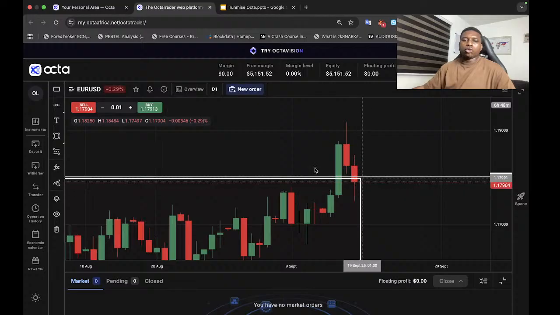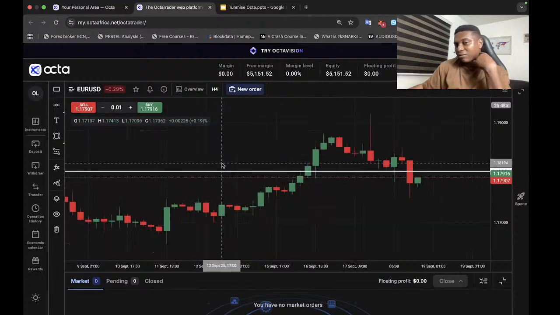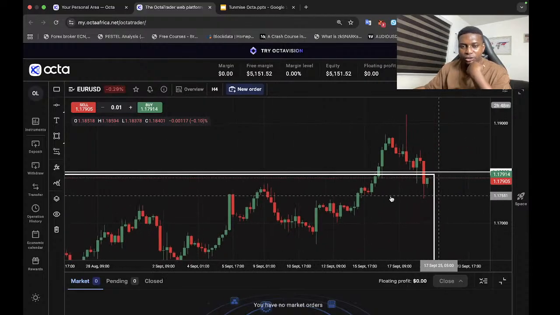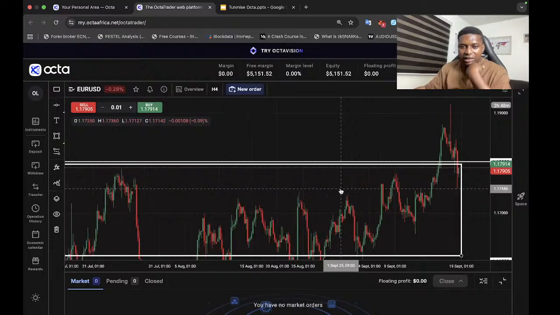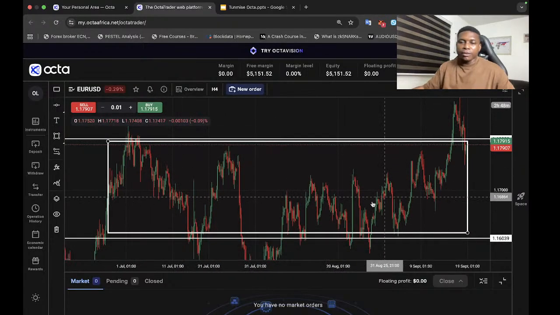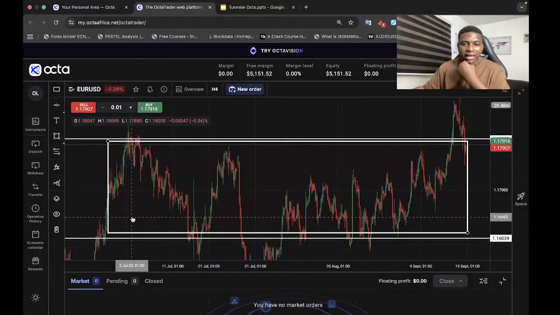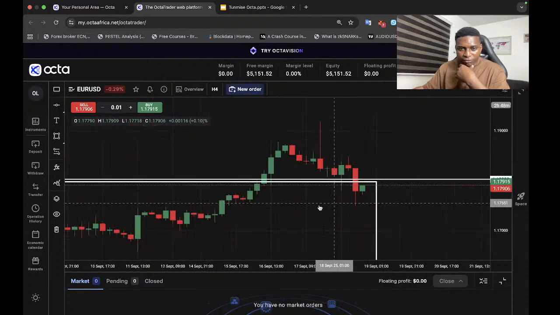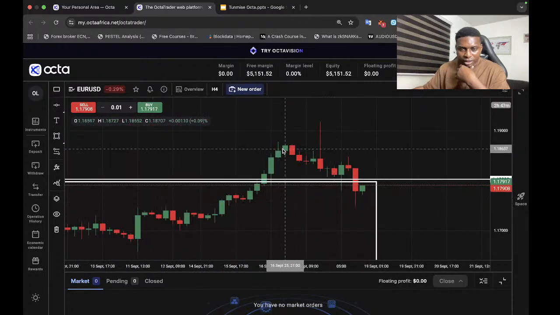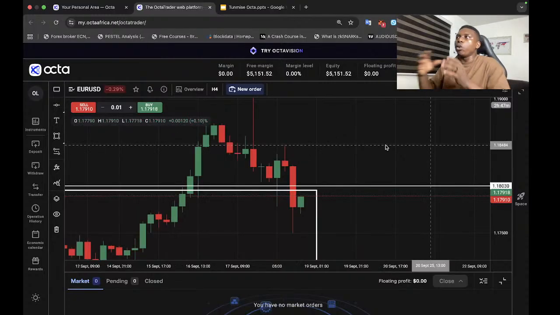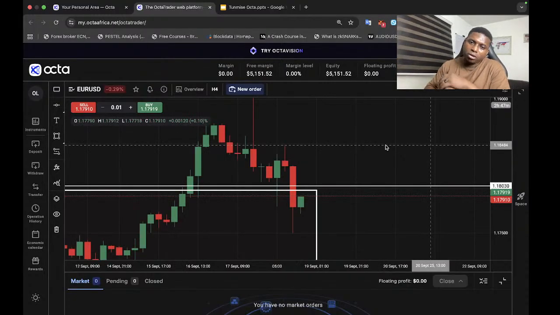So now let's go down to the lower time frame, which is the 4 hours time frame. Let's see what the 4 hours time frame looks like. All right, so we can see that after this consolidation, a breakout happened, and we can view the breakout here. Then a pullback.